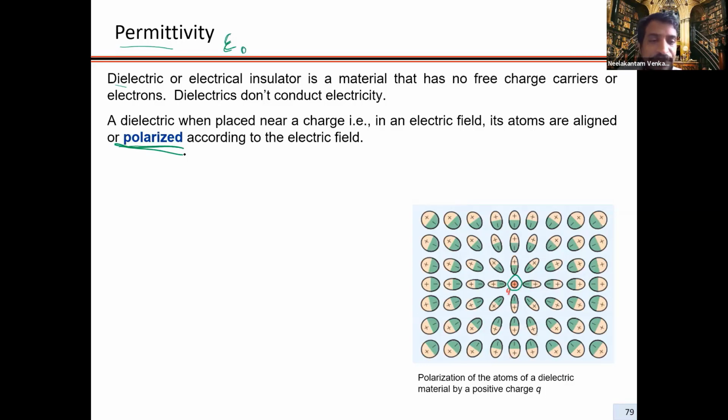So what is happening here? Let's say this plus charge, this is the plus Q charge. This charge by itself, if it's in free space, then it's going to have an electric field distribution like this, very clear, right? Always pointing out for a plus charge.